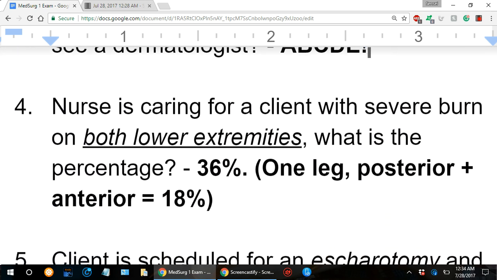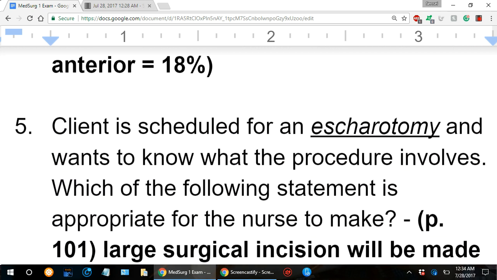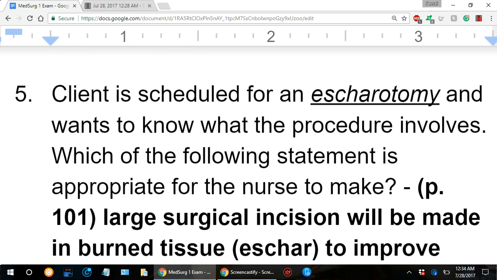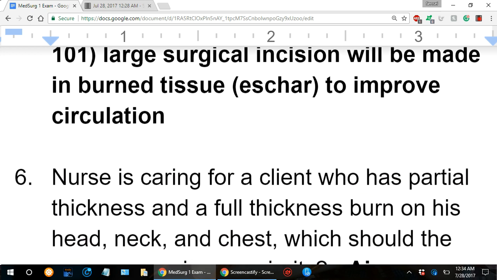Nurse is caring for a client with severe burn on both lower extremities. What is the percentage? One leg, posterior and anterior, is 18%, and two legs is equal to 36%. The client is scheduled for an escharotomy and wants to know what the procedure involves. Which of the following statements is appropriate for the nurse to make? A large surgical incision will be made in burned tissue or a scar to improve circulation.